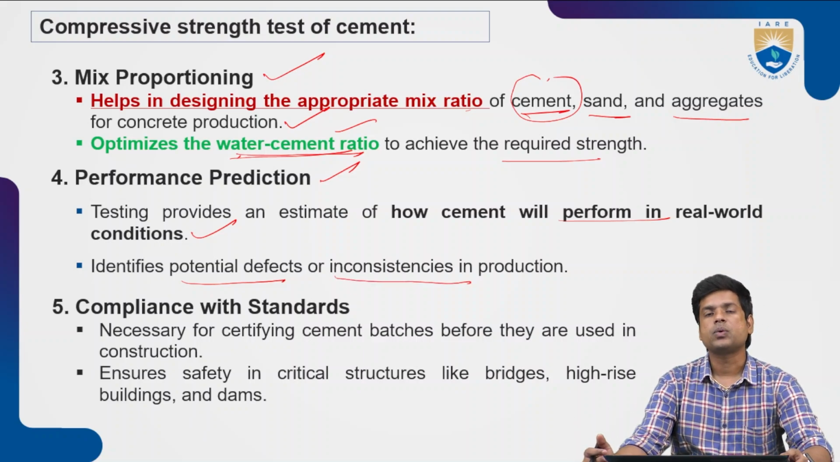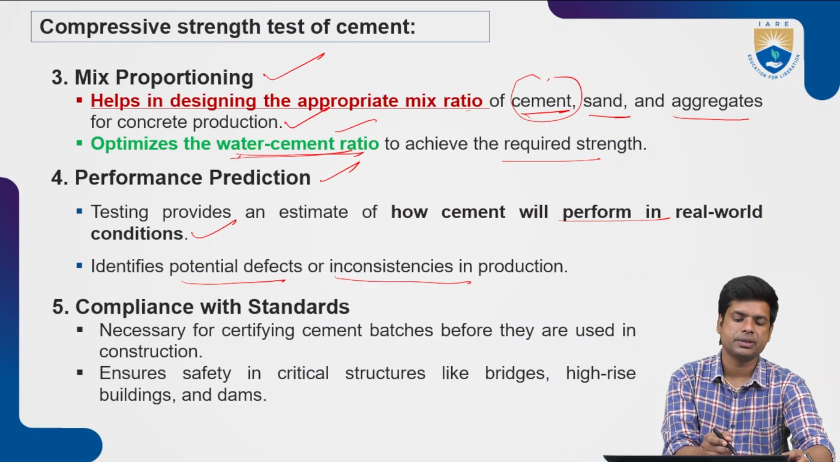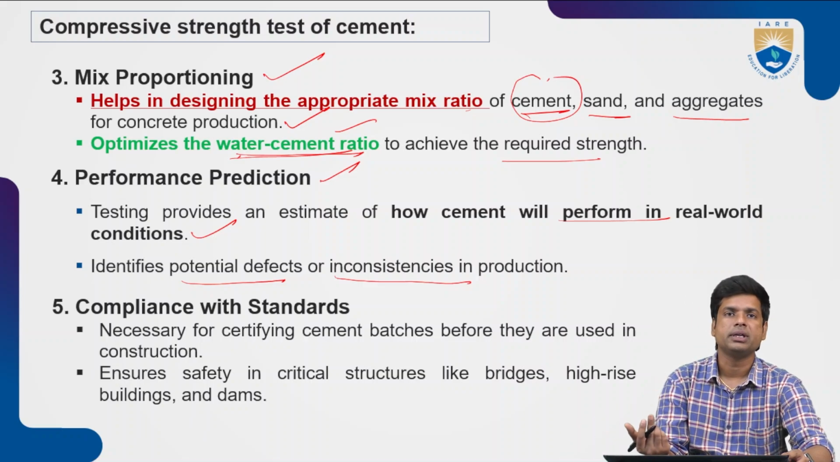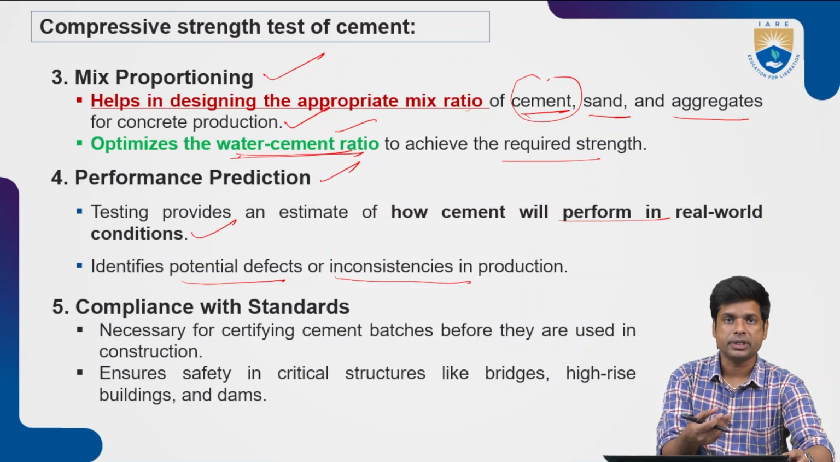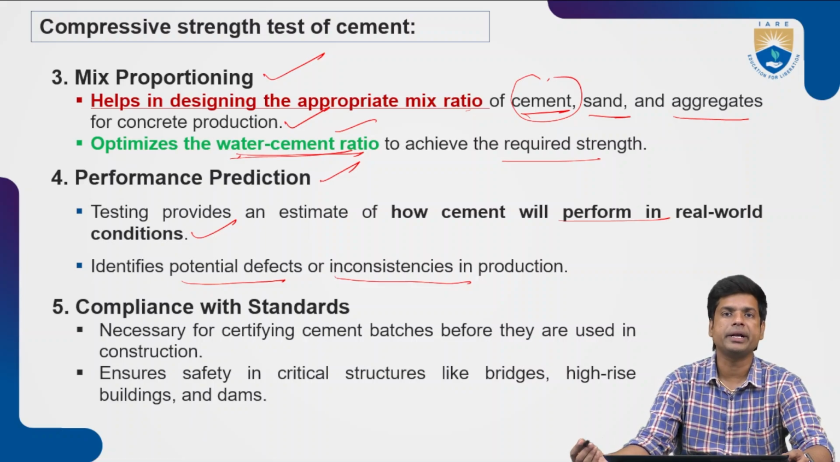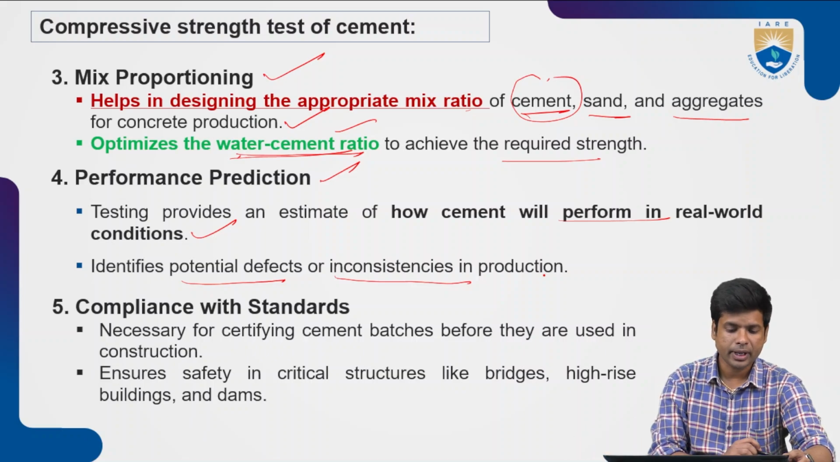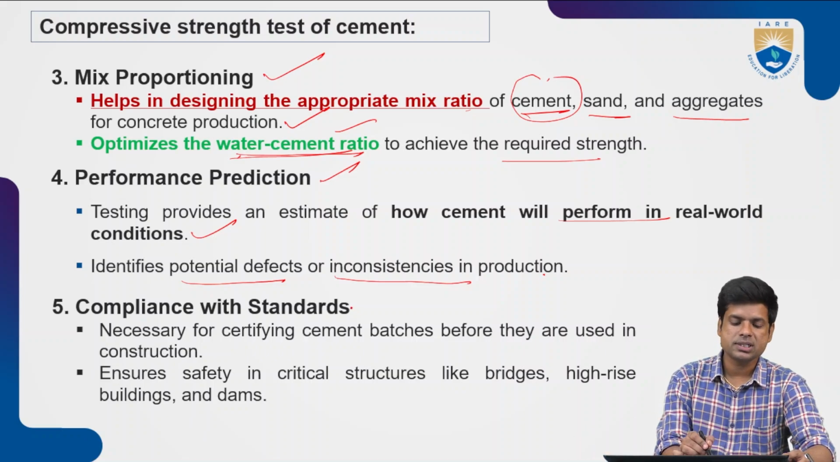So if the quality of the cement is not good, then it will give some abnormal results in the testing, right? Depending upon the testing results, you are going to identify if it is having any voids, or any defects in the cement cube, or in the cement. We can identify that before the usage of cement in the construction, right? And next one, compliance with standards.